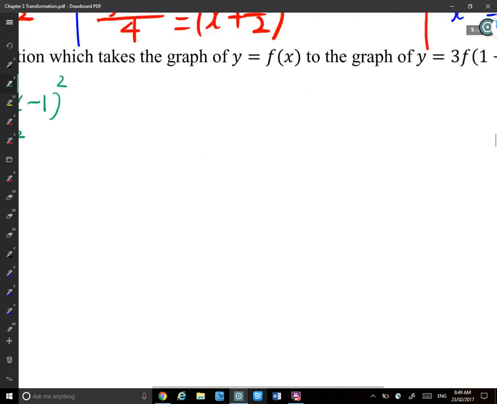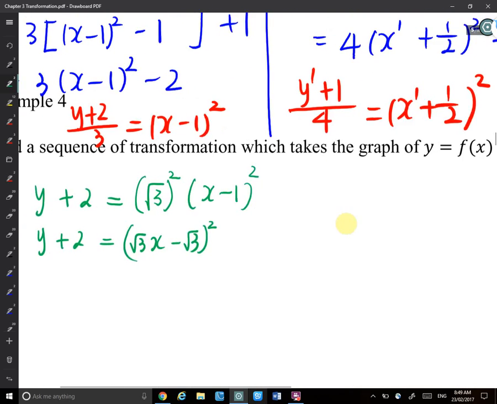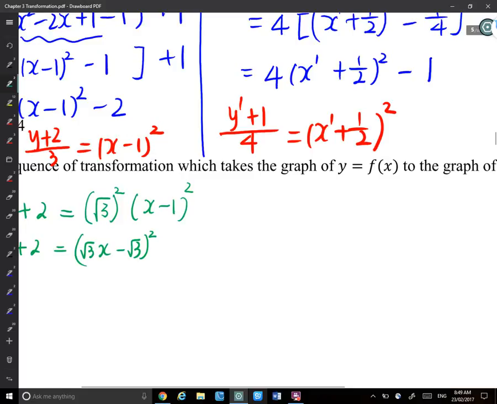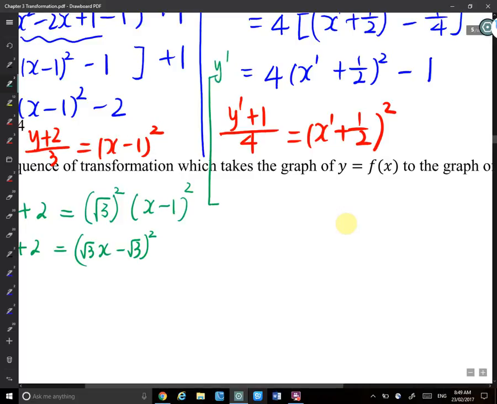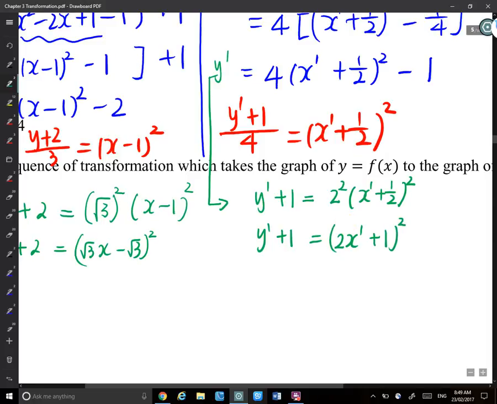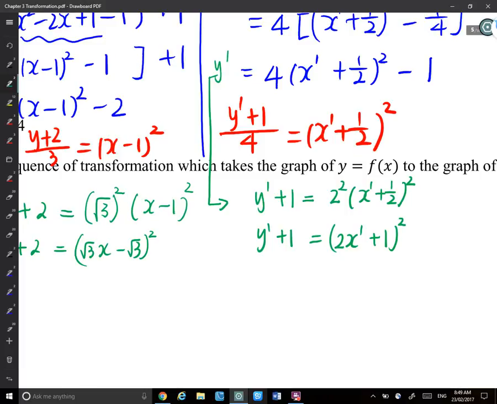So the other side, I can do the same thing. From the previous step, y dash plus 1 will equal to 2 squared, x dash plus a half squared. So y dash plus 1 equals to 2x dash plus 1 squared. I put the 2 into the equation.